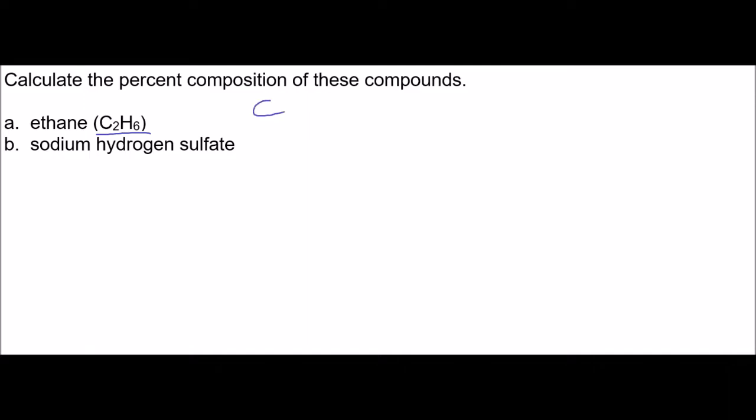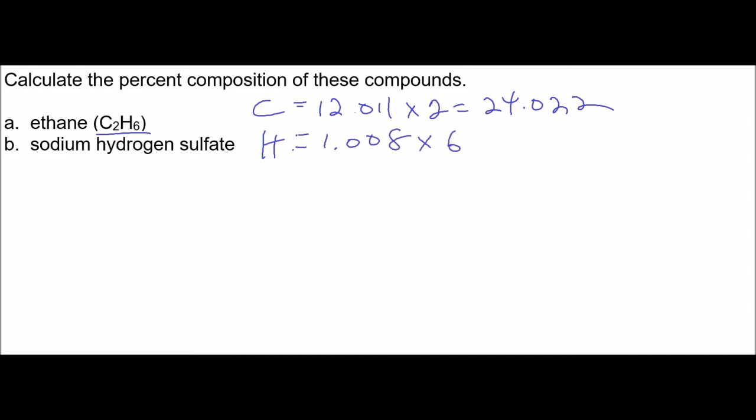Carbon, let's find that on the periodic table. Has a mass of 12.011. There's two of them, 24.022. And then the hydrogen component, hydrogen has a mass of 1.008. There's 6 of them, so that's 6.048. All right, let's add these up. 30.07. That's the whole molar mass for the molecule of ethane.